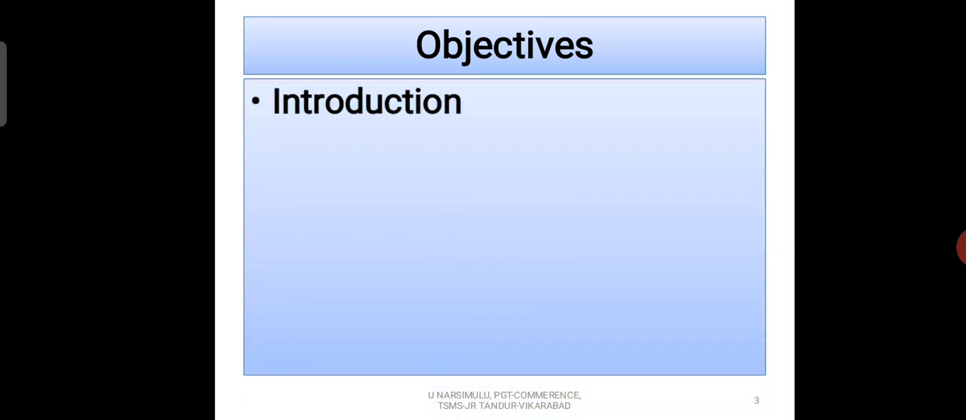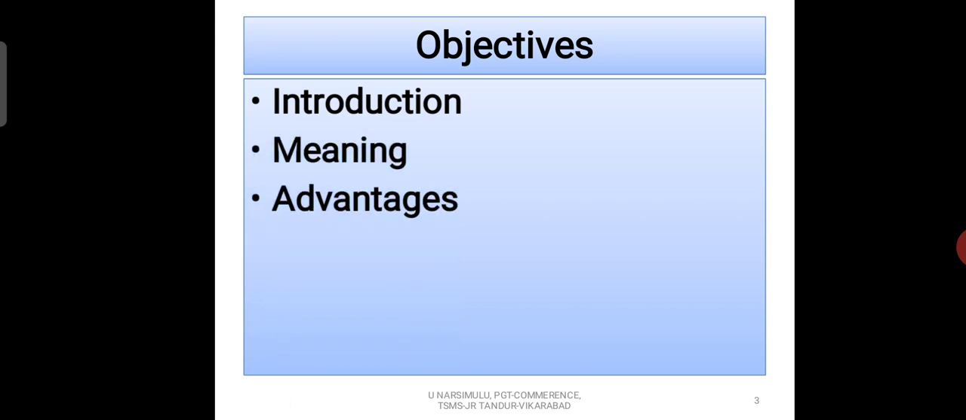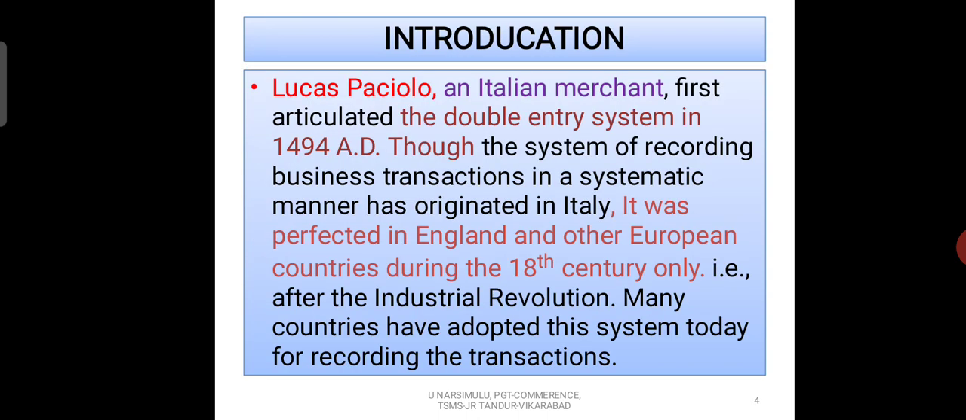Now we see the objectives, what we have to learn in this video. Introduction, meaning, advantages, account. Now you can go to see the introduction. Listen carefully and try to understand the points. Luca Pacioli, an Italian merchant, first articulated the double entry system in 1494 AD.